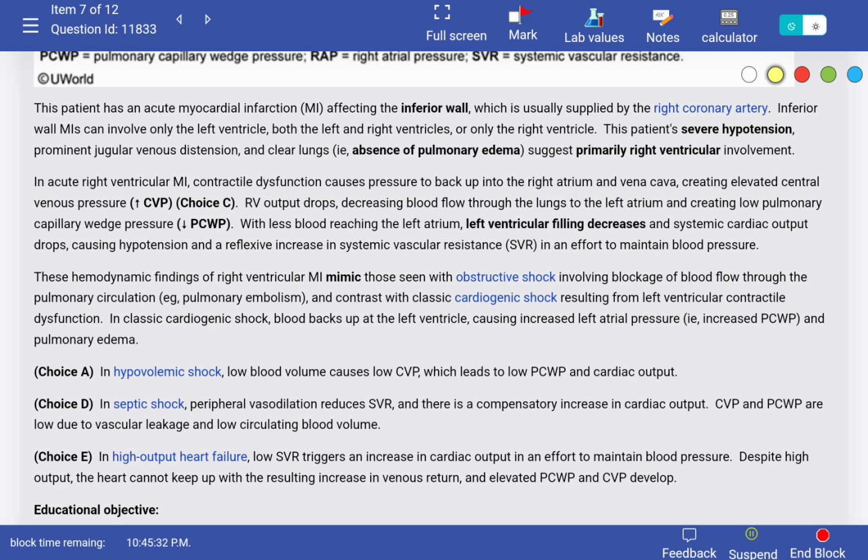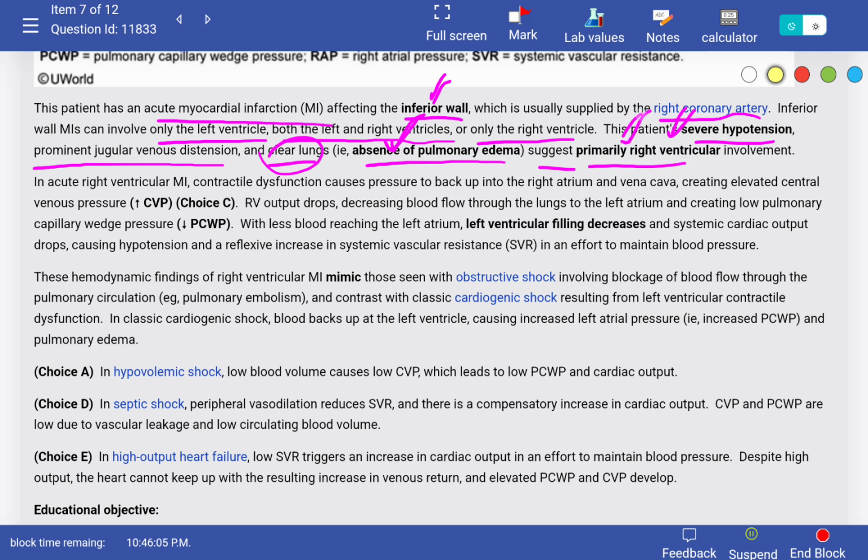so this patient is in acute MI affecting the inferior wall, right, which is usually supplied by the right coronary artery. Inferior wall MI can involve only the left ventricle, both the left and right ventricles, or only the right ventricle, right? This patient's severe hypotension, prominent jugular venous distension, and clear lungs, right? Absence of pulmonary edema, because that would occur in the left side of the heart, suggest primary right ventricular involvement, right?